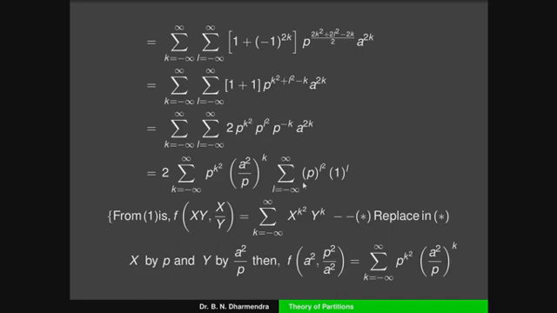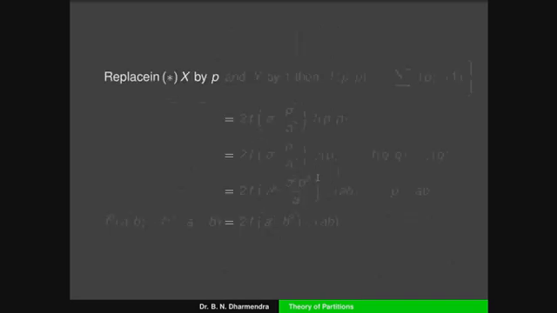Similarly, in the second series we replace x by p and y by 1. Then the terms x into y is p, and x by y is also p. So f of p comma p is equal to summation L running from minus infinity to plus infinity p to the power of L square into 1 to the power of L. We just observe here, replacing x by p and y by 1, f of p comma p is equal to summation L running from minus infinity to plus infinity p to the power of L square into 1 to the power of L.